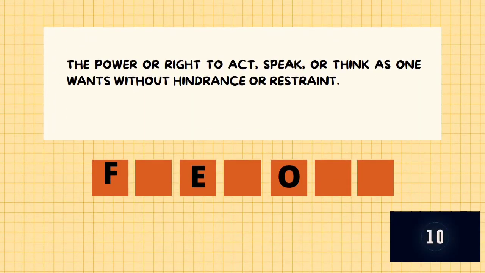Number 3. The power or right to act, speak, or think as one wants, without hindrance or restraint. Your 10 seconds starts now. The correct answer is freedom. Great job!